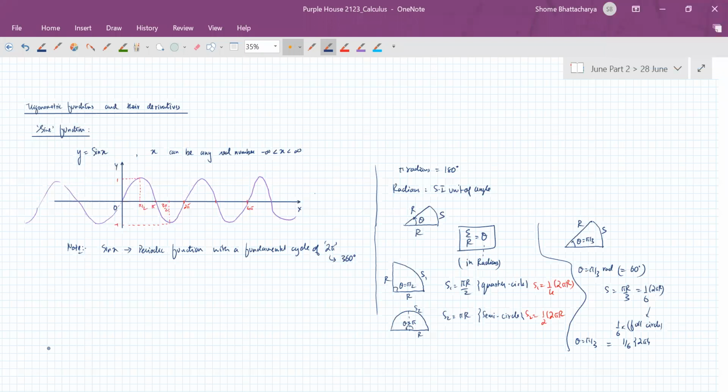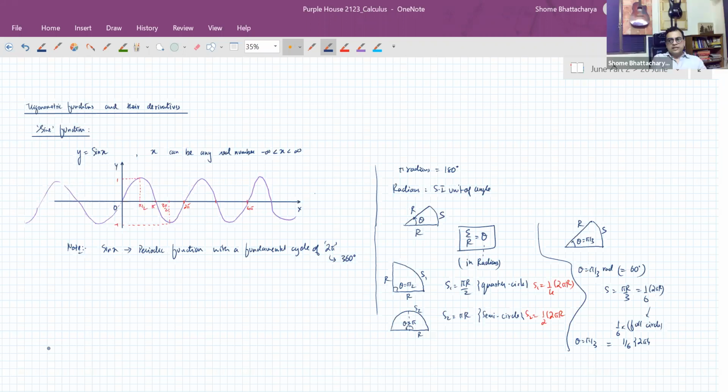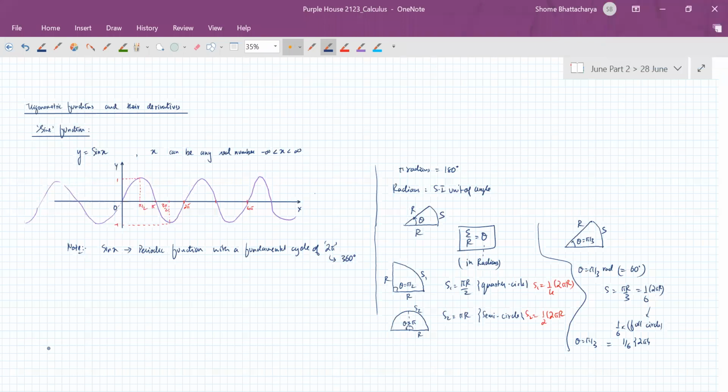Sir, in a semicircle, what is the value of theta? Theta is pi, beta, half of a full circle. So 2 pi corresponds to 360. So a semicircle is 180, which corresponds to pi.